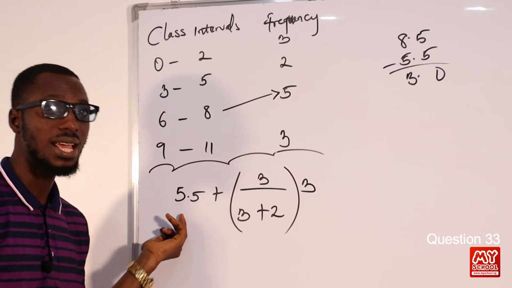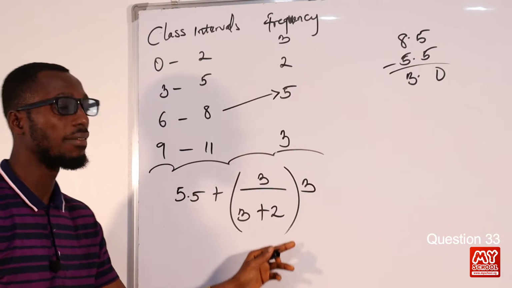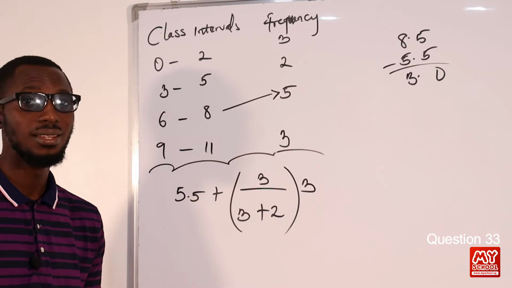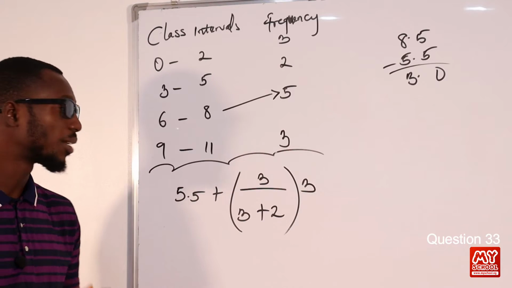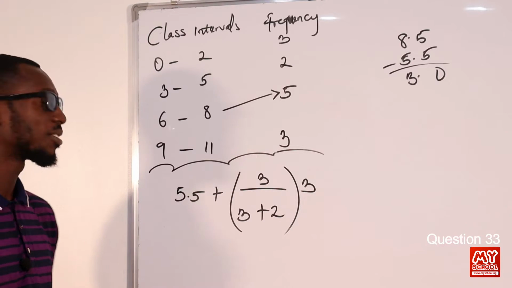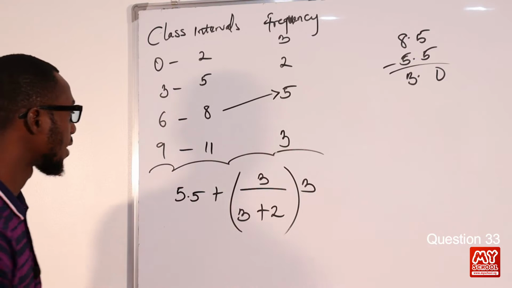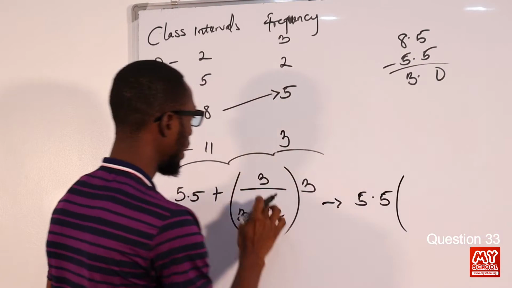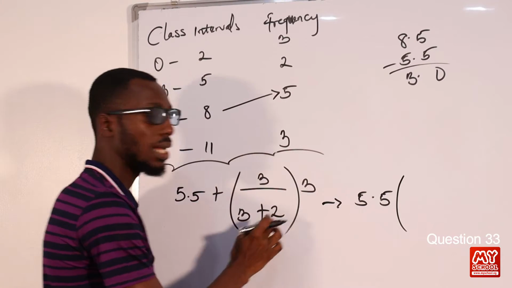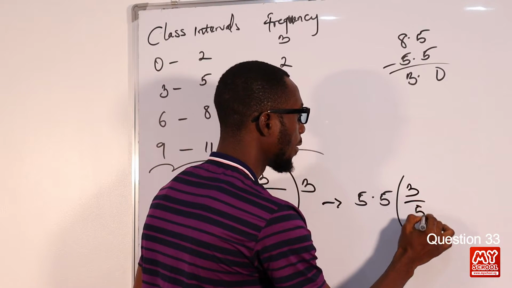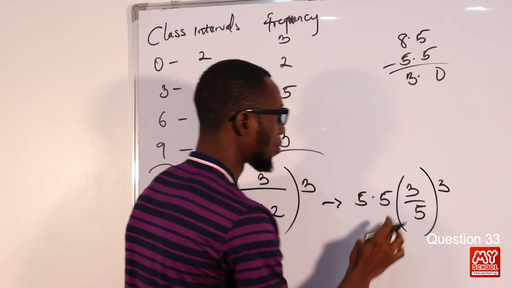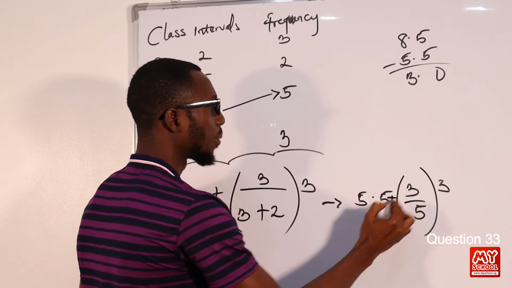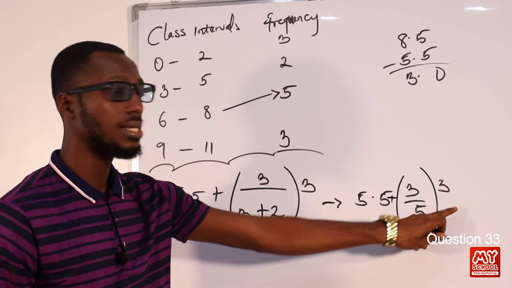Of course, there are different ways these are presented. You can have this as L1 plus fx over fx plus fy, into bracket C. But I don't want to go about the letters. Let's just apply it, then we get our answers. So we have 5.5 plus 3 over 3 plus 2, that is 5. That is 3 over 5. So that's 3 times 3, that is 9 over 5. There's a plus here, please.